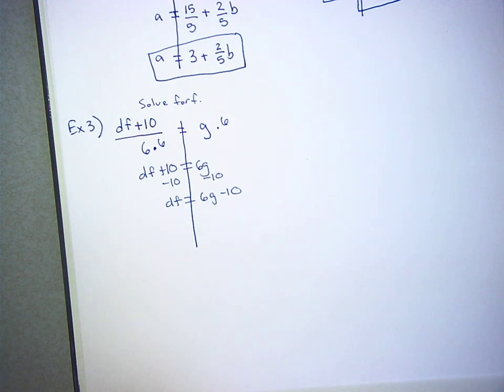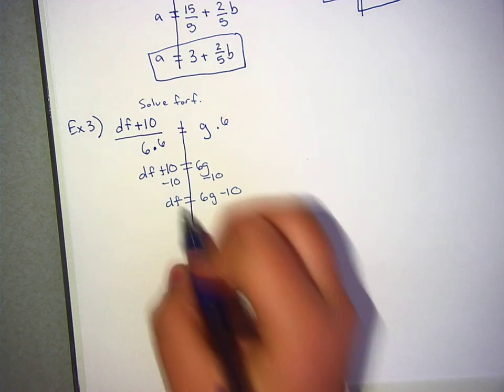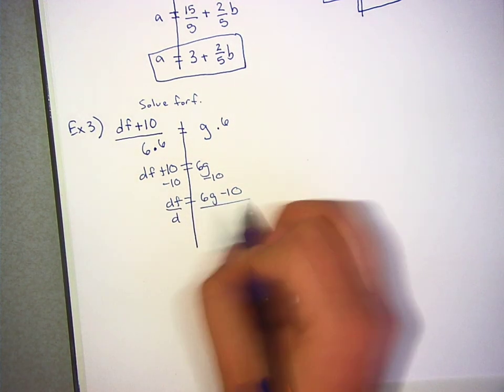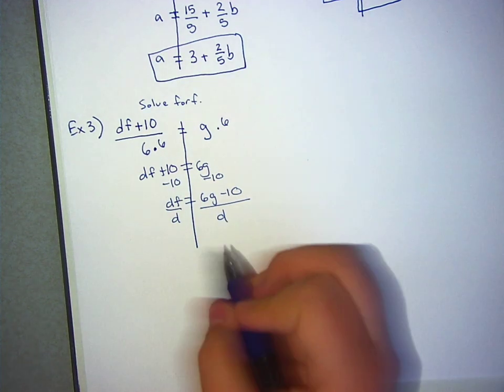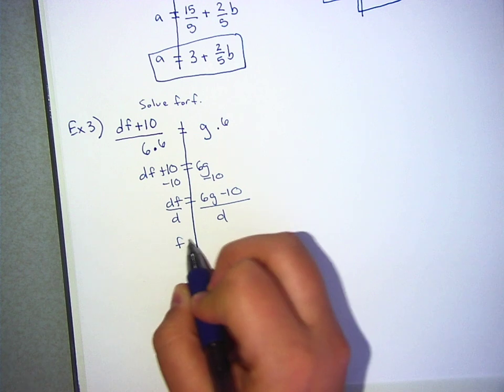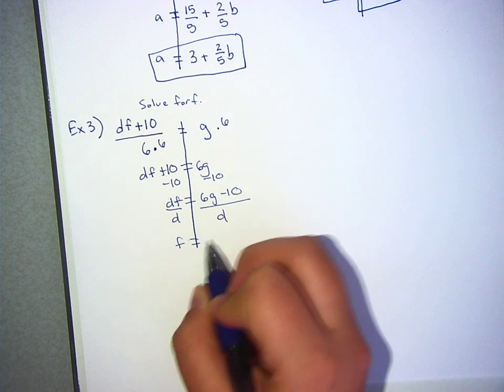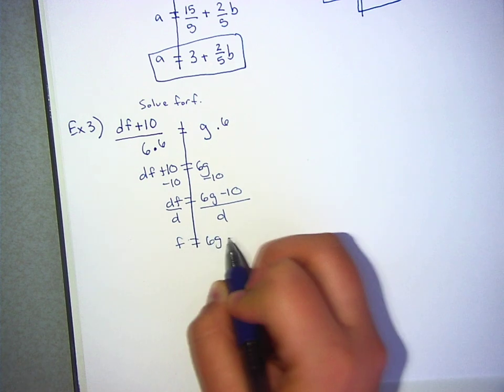And then we divide both sides by d. And then you should get f all by itself, which just equals what it is, because there are no common like terms to reduce.